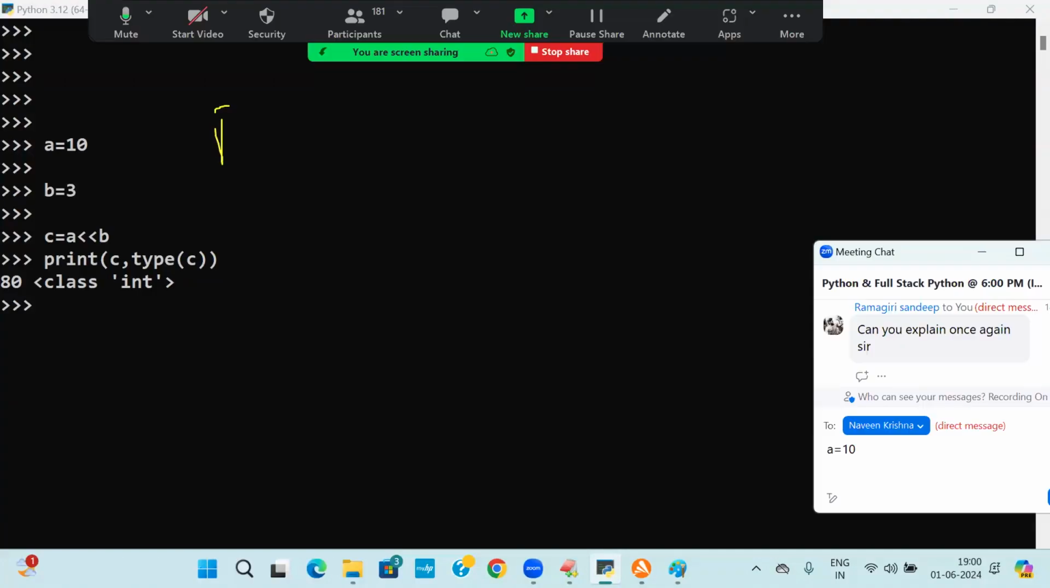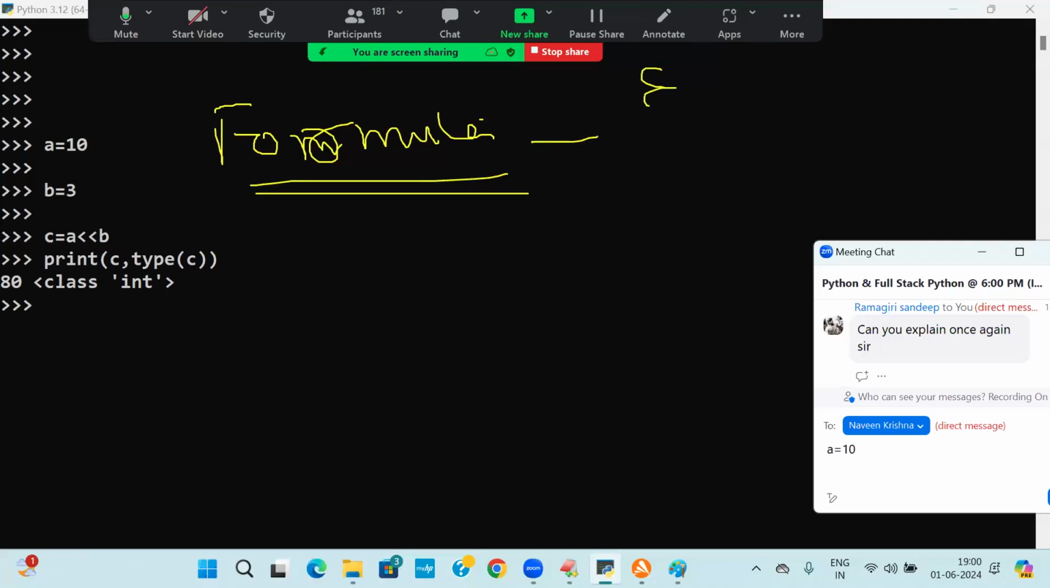For that, I am going to tell you a formula, students. This formula you apply only in the exam. Don't tell this formula to the interviewer. The interviewer will expect the internal flow, how I explained it. This is only for exams, MCQ tests.